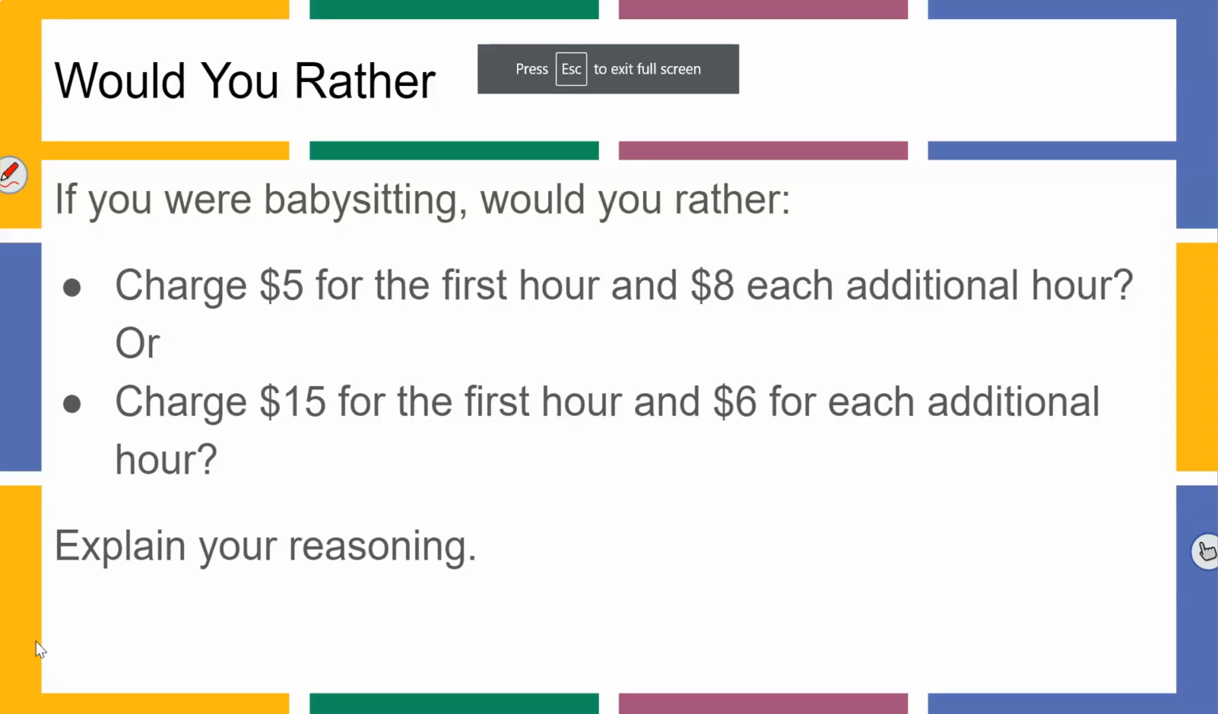So you have a choice. You're babysitting and you are going to decide, would you rather charge $5 for the first hour and $8 for each additional hour, or charge $15 for the first hour and $6 for each additional hour? So you come up with whichever one fits you best and why. And I'll give you time to do that.